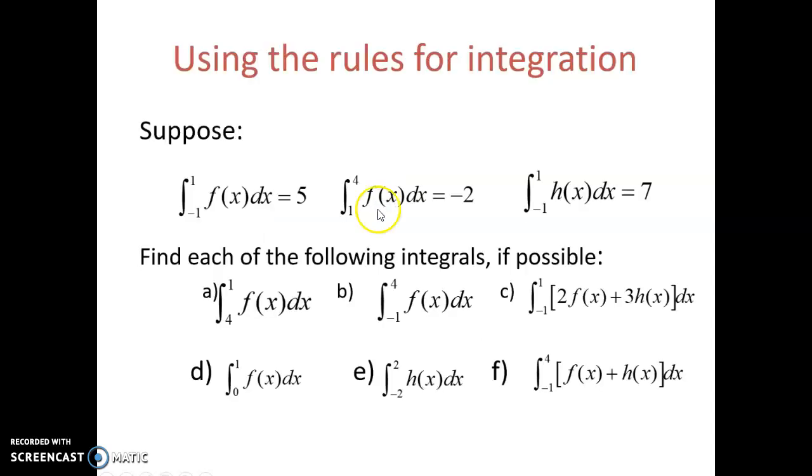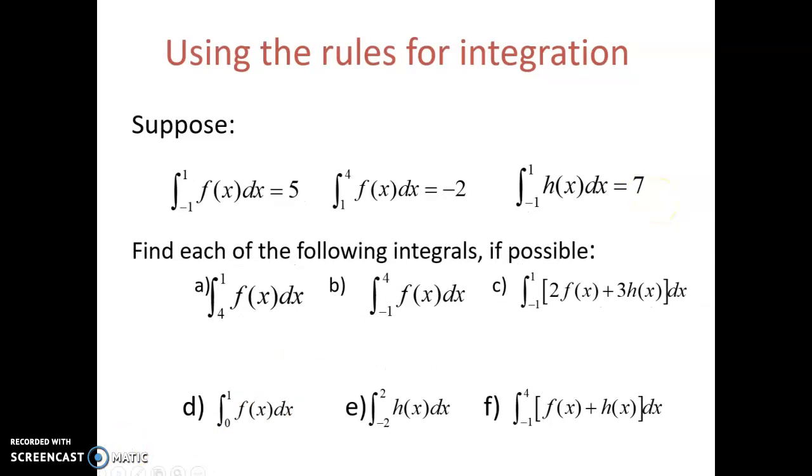All right, let's see if we can use some of these properties. It says, suppose we know this information. We know the integral from -1 to 1 of f of x dx is 5. The integral from 1 to 4 of f of x dx is equal to -2. And the integral from -1 to 1 of h of x is equal to 7. So let's see if we can calculate the following values, if possible. Find each of the following integrals if possible.